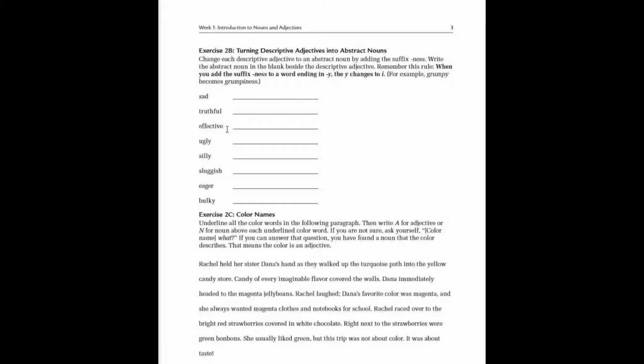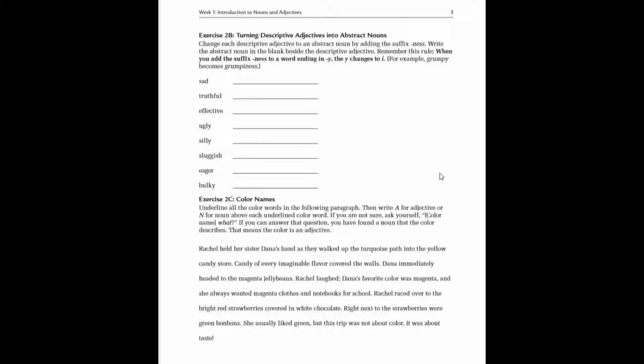Okay? All right, so see if you can spell those. I'm not counting on spelling or anything like that, but this is a good thing to help us. So you'll change each one of these to show ness. You're changing it from a descriptive adjective to an abstract noun. Okay, I've spent too much time on that.